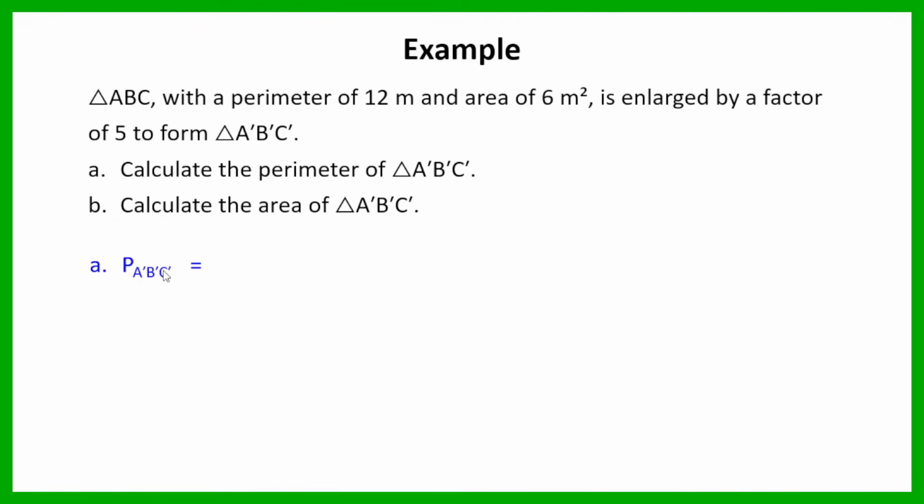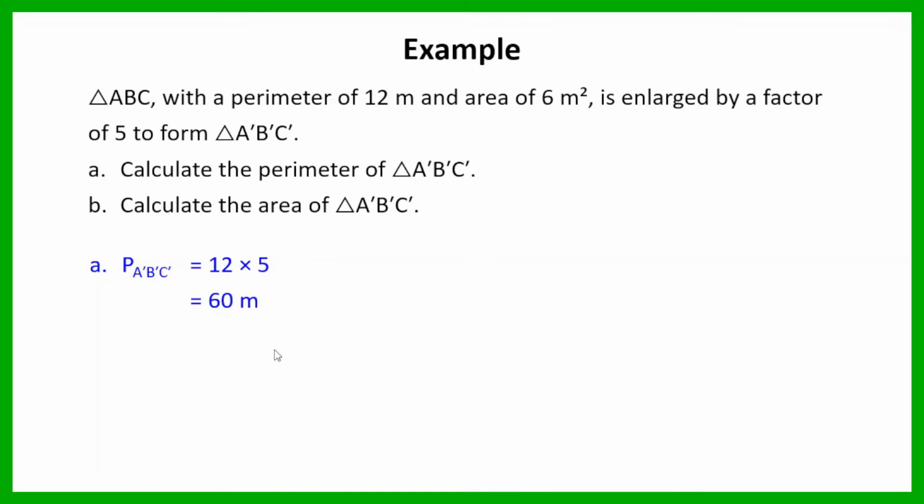So first of all, the perimeter of A prime, B prime, C prime is equal to the perimeter of the original shape multiplied by the scale factor. So I'm going to multiply this by 5. The original shape had a perimeter of 12, and we're multiplying it by 5 to get the perimeter of the image of ABC after it has been enlarged. Okay, and that should give you 60, and because it is given to us in meters, it's going to be 60 meters. Right, so that's question A, the perimeter.